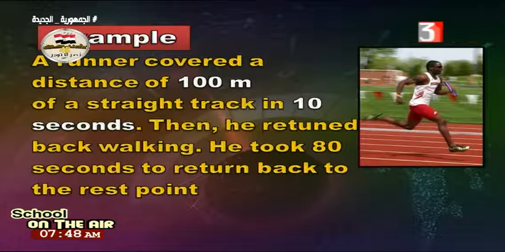So the runner started running 100 meters in 10 seconds, and when returning to the rest point, how long did he take? 80 seconds. If you observe the given in this problem, you can say irregular speed or non-uniform speed, because the runner covered equal distance but in unequal time. The time at first was 10 seconds, then he took 80 seconds, so there is a difference in time. So here we have irregular speed or non-uniform speed.